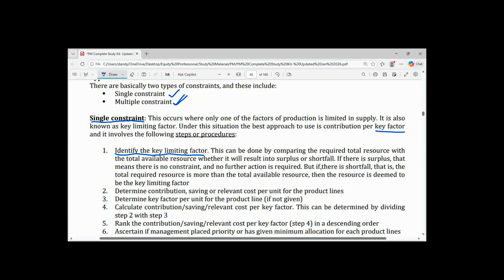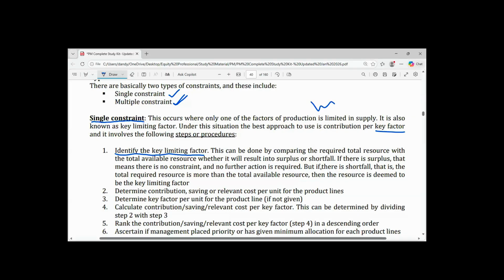I repeat, to identify the key limiting factor, the most important thing to do is to compare the required resources with the available resources, whether it will result in a shortfall or surplus to the organization. If the available resources is more than the required resources, it means that there is a surplus. But if the available resources is less than the required resources, that means there is a constraint.